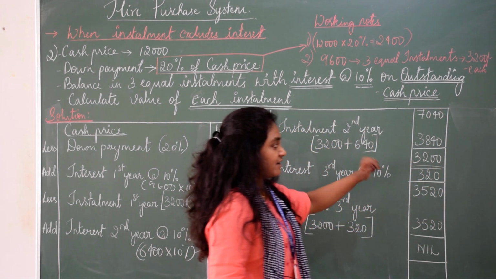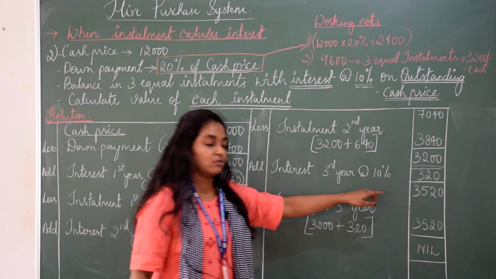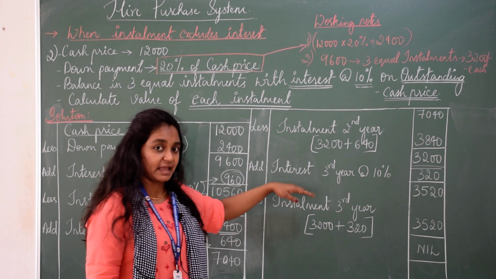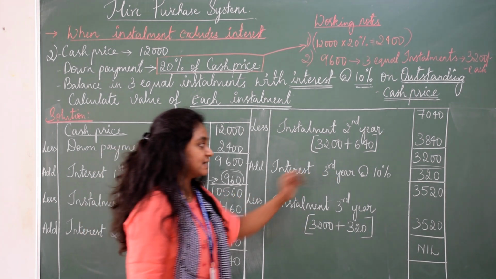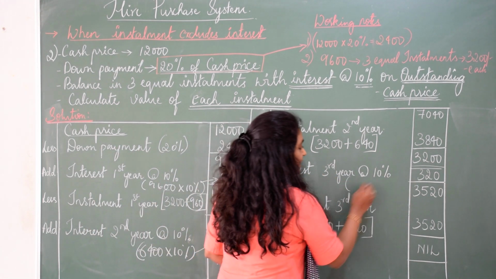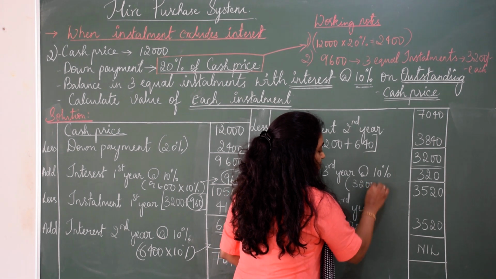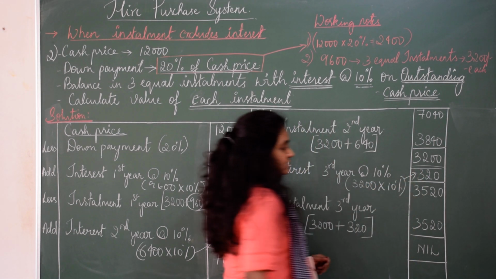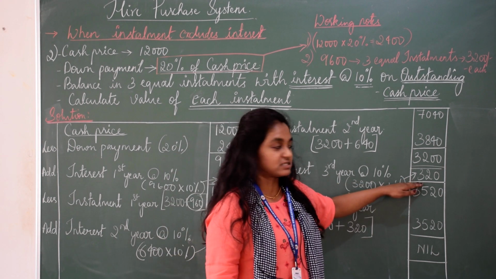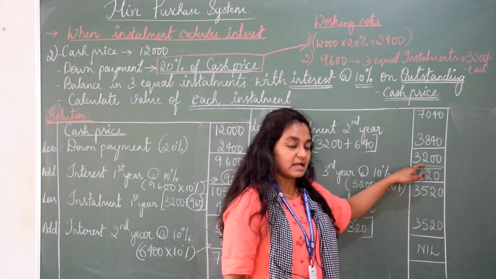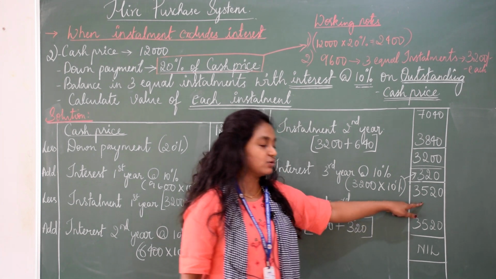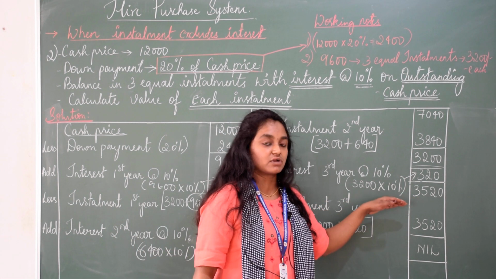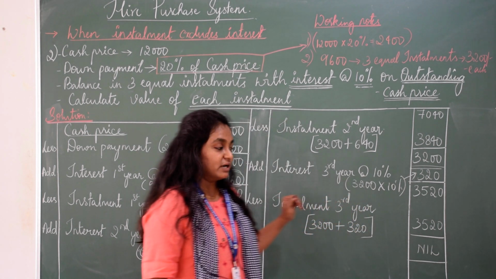On this again we have to calculate interest and installment for the third year. Coming to the third year, interest in the third year is again on the same percentage, that is 10%. So the outstanding balance here is 3,200 into 10%. When you calculate as such, you are getting 320 rupees. So 320 rupees, when it is added to 3,200, you are amounting to 3,520. With this outstanding balance, we have to remove the third installment value.